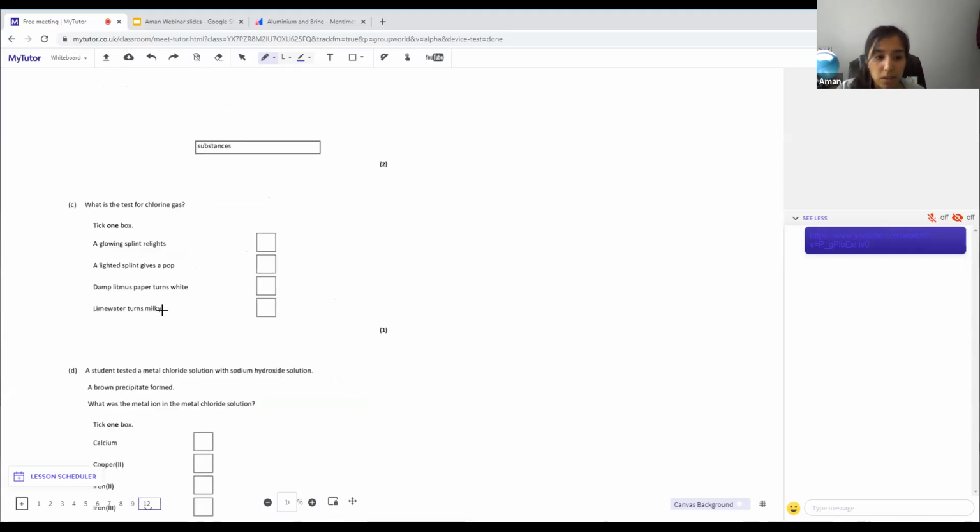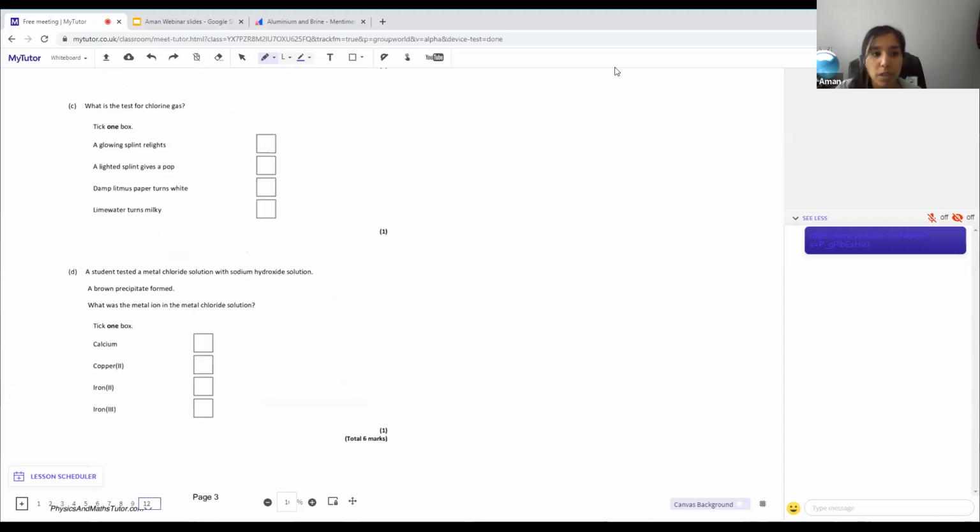Excellent. What is the test for chlorine gas? So we've just seen this. And notice how they've not given the color of the litmus paper. As I said, you don't need to give a color. Good, yep, number 3. So damp litmus paper turns white. So a glowing splint relights is a test for oxygen. This is why often they like you to say glowing, because the difference between hydrogen and oxygen is that the hydrogen test will be a lighted splint, whereas when you've just got embers at the end of a splint, we call it glowing. So you differentiate between the hydrogen and oxygen by saying that hydrogen is a lighted splint, whereas oxygen is a glowing splint. Damp litmus paper turns white is chlorine, and lime water turns milky is CO2.